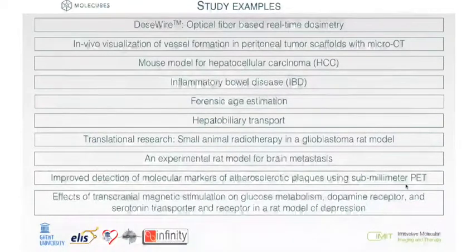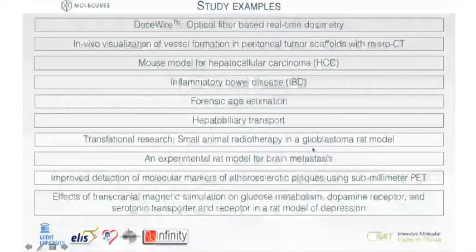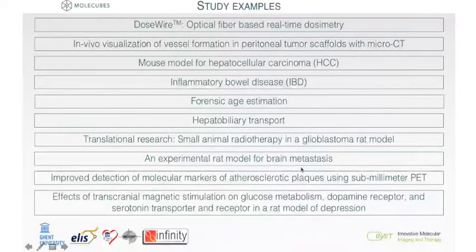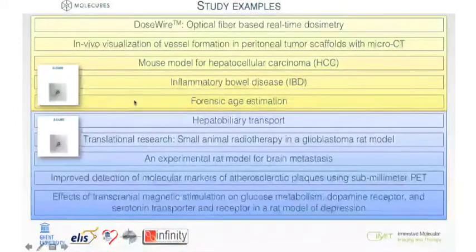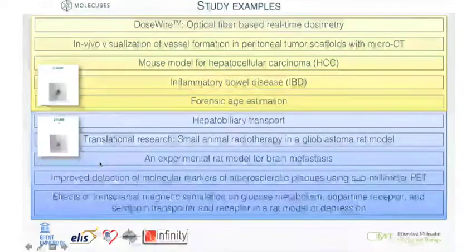Now, let's go now to the more interesting things. So I will share with you 10 study examples, which are currently running in our lab. Now, as you will see, if you move through these examples, you will see there's a pretty large variability in these examples, which is, to my opinion, typical for a core imaging facility such as Infinity. Now, in the first 5 examples, the X cube was used. In the last 5 examples, the beta cube was used.